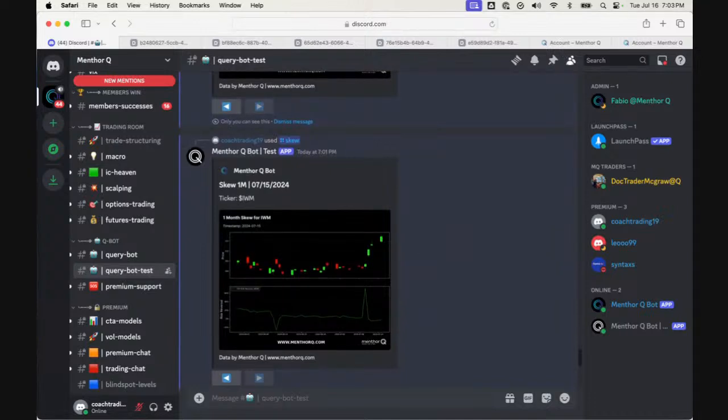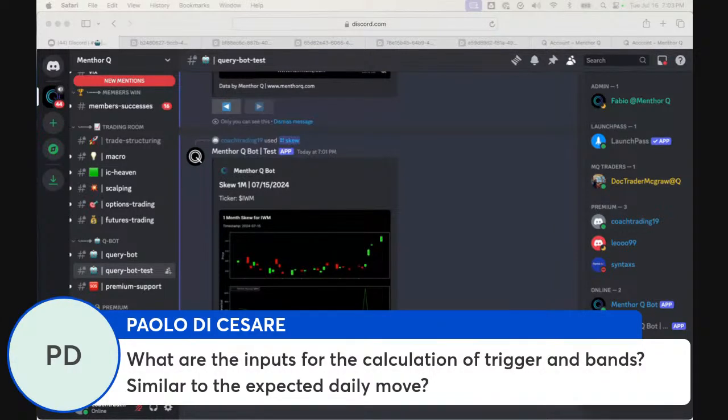Yeah, absolutely. So I'm going to answer a couple of questions. Let's pull up Paulo. What are the inputs for the calculation of the trigger and bands? Similar to the expected daily move.